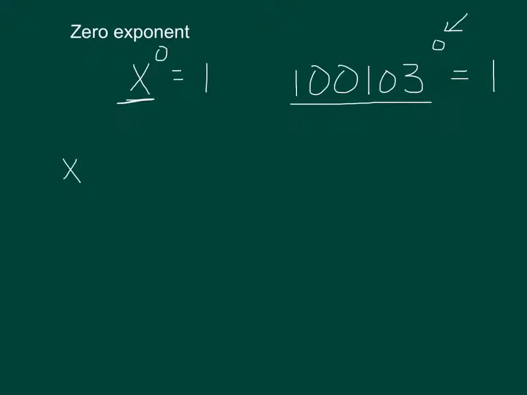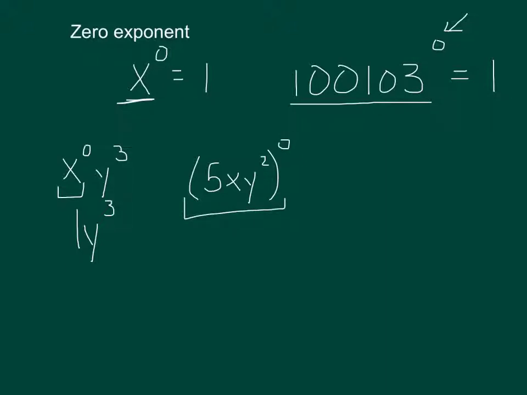So in that first example, I have x to the 0 power and y to the third. Well, x to the 0 power is 1, so this is basically just 1y to the third, or y to the third. The next one has a bunch of stuff inside parentheses, but it's all to the 0 power. So this whole thing makes no difference because I have an exponent of 0, which gives me an answer of 1.